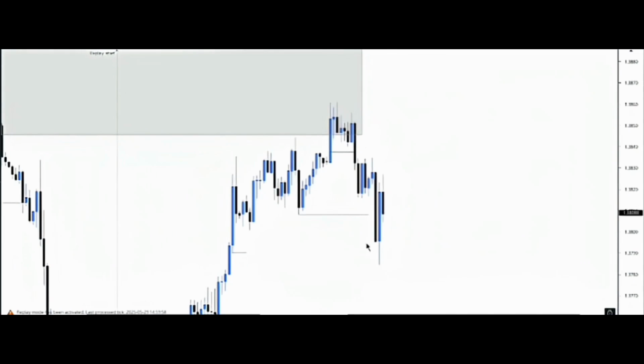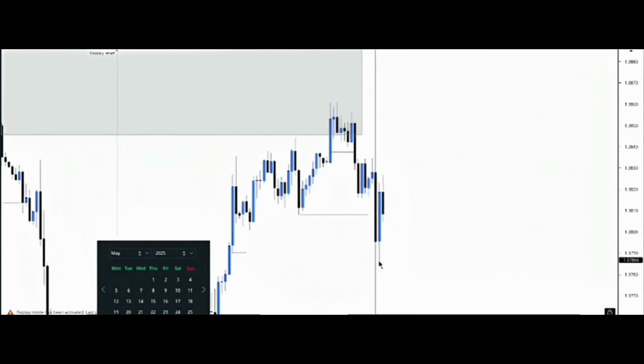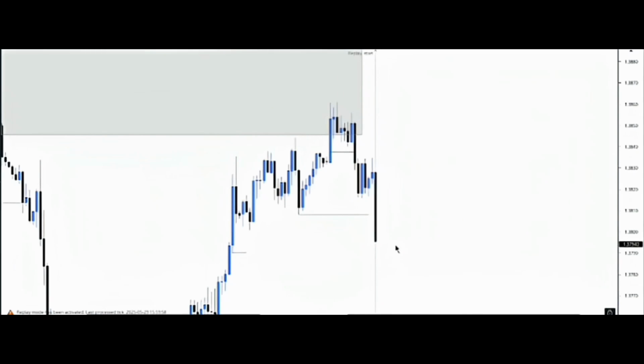Okay, so the 1H chalk has been taken out. We have gone too far. Let me take price out from here. So the 1H chalk has been taken out.